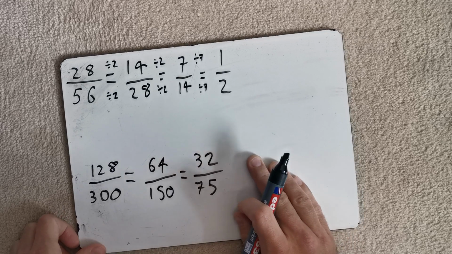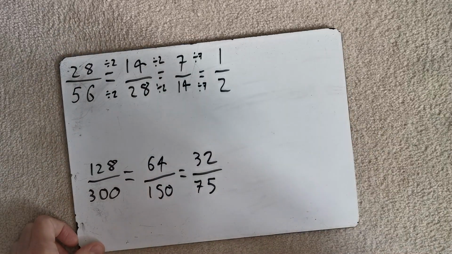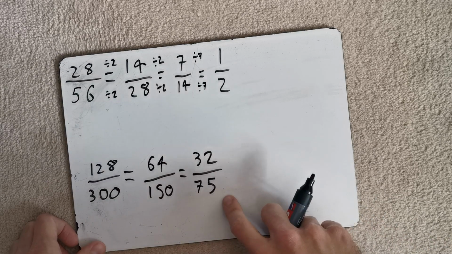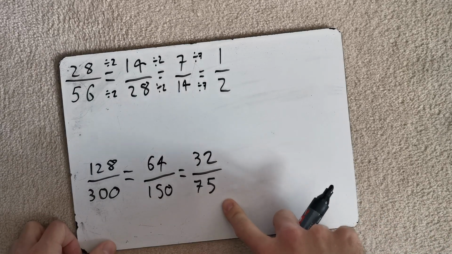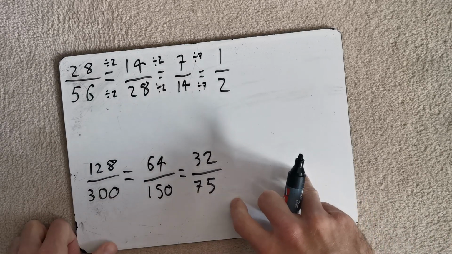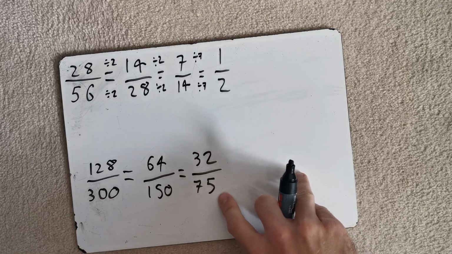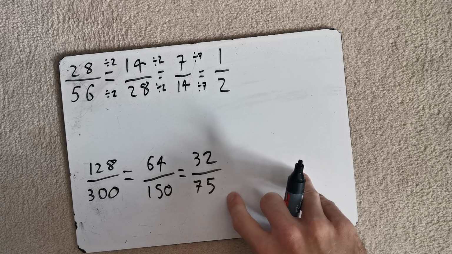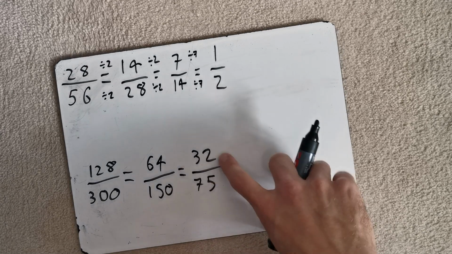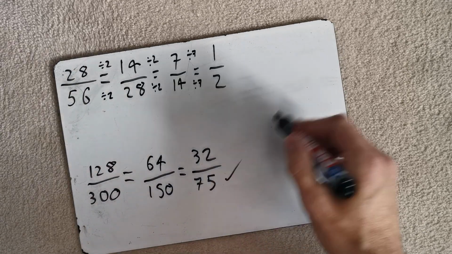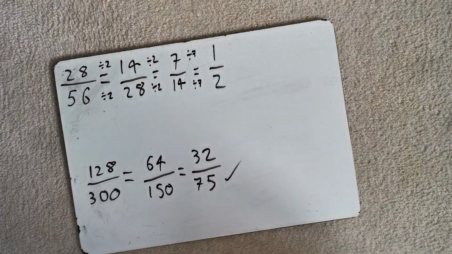Now, it's not so obvious to see if you can simplify this one. In fact, you can't simplify it, because what goes into 75? You could have 5, you could have 25, you could have 3, you could have 15, but none of those go into 32. So that is fully simplified. That is your final answer for that one.